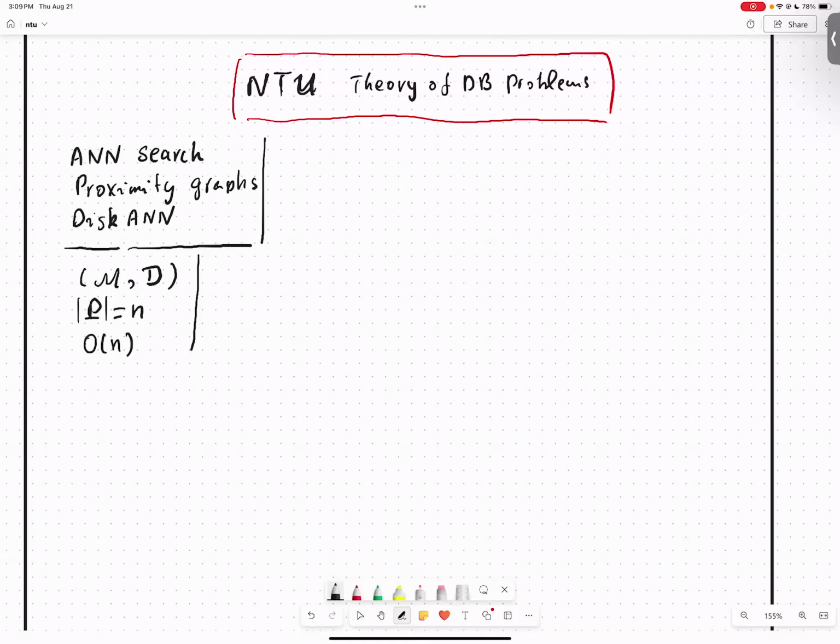So today I'm going to introduce one way, actually I would say the most important way, to quantify the difficulty of a metric space in theory. Okay, so this is called the doubling dimension.